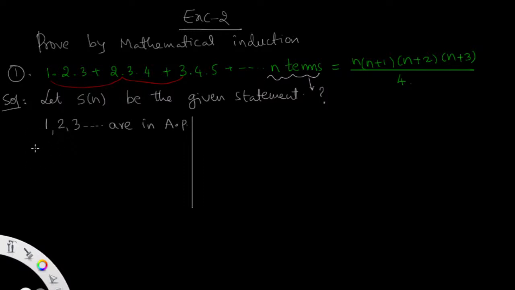The common difference is the same. The first term is 1. The common difference D is T2 minus T1, that is 2 minus 1, which is equal to 1. Then the nth term of a series is A plus n minus 1 into D. So Tn, where A is 1 and the common difference is 1, is 1 plus n minus 1, which is equal to n.